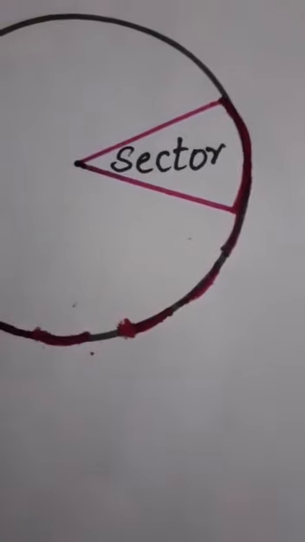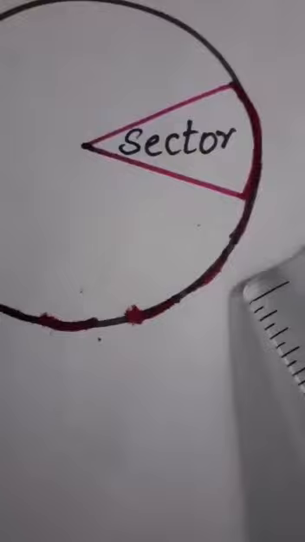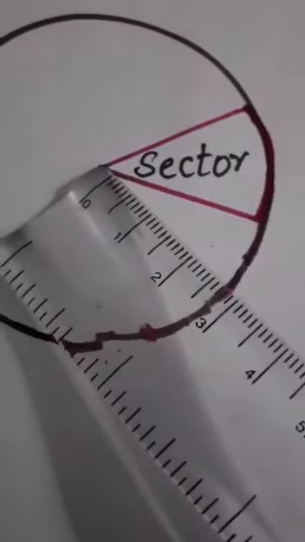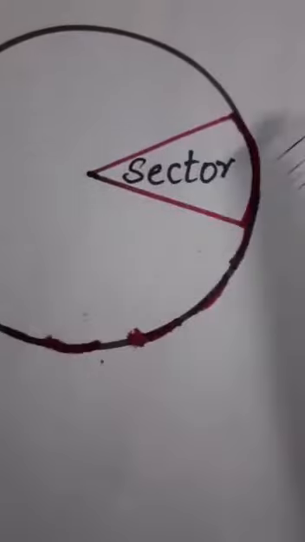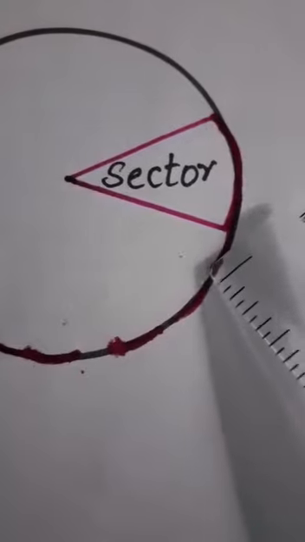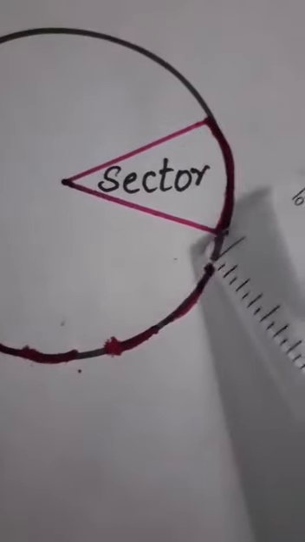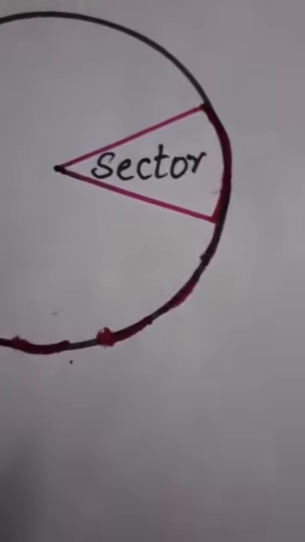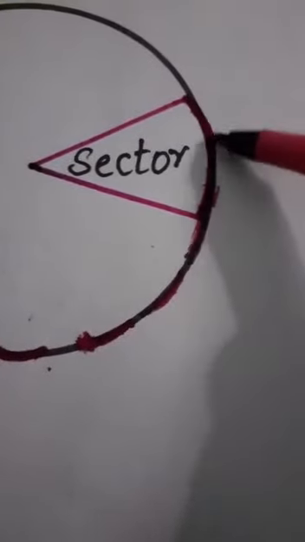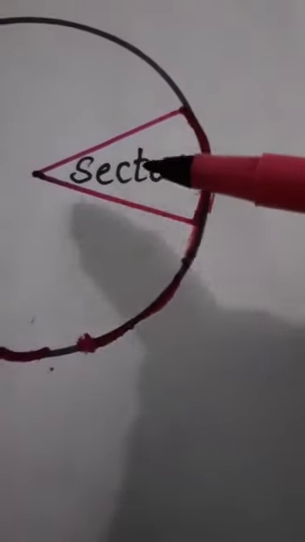So the next part is sector. Yes, a sector is nothing but you have to draw two radii and join them with an arc. Okay. So look here, I am drawing. First I drew from here to here one radius. Again from here to here another radius. Now I join those two with an arc. Look, this is the arc. So this portion is a sector.